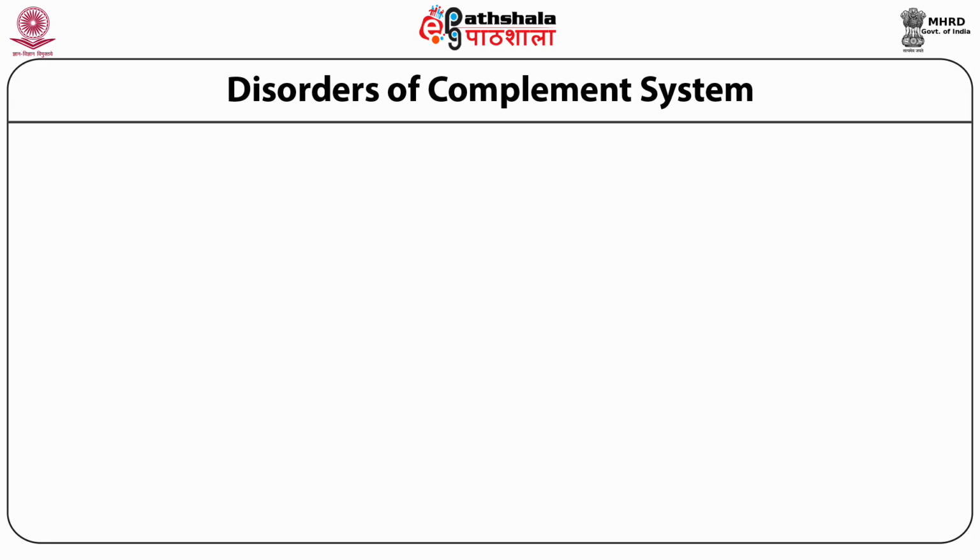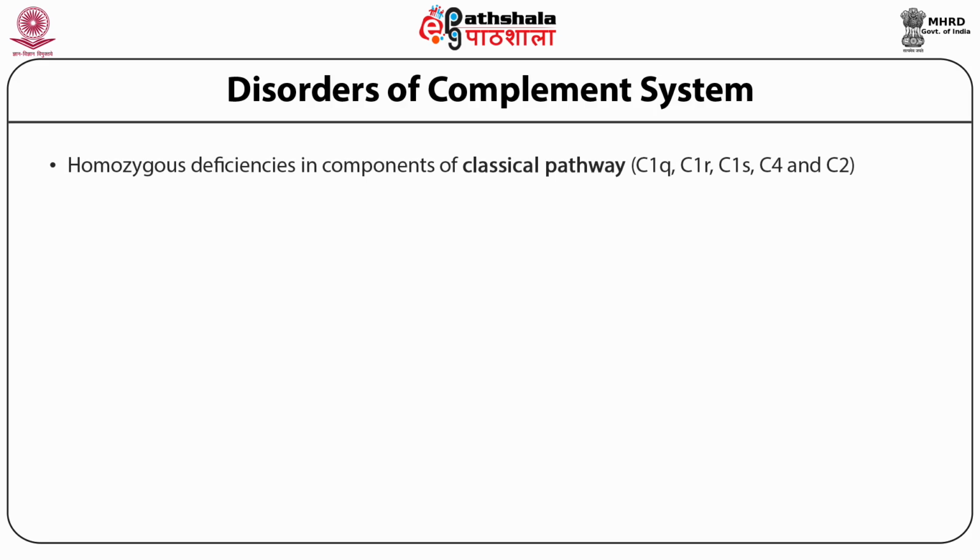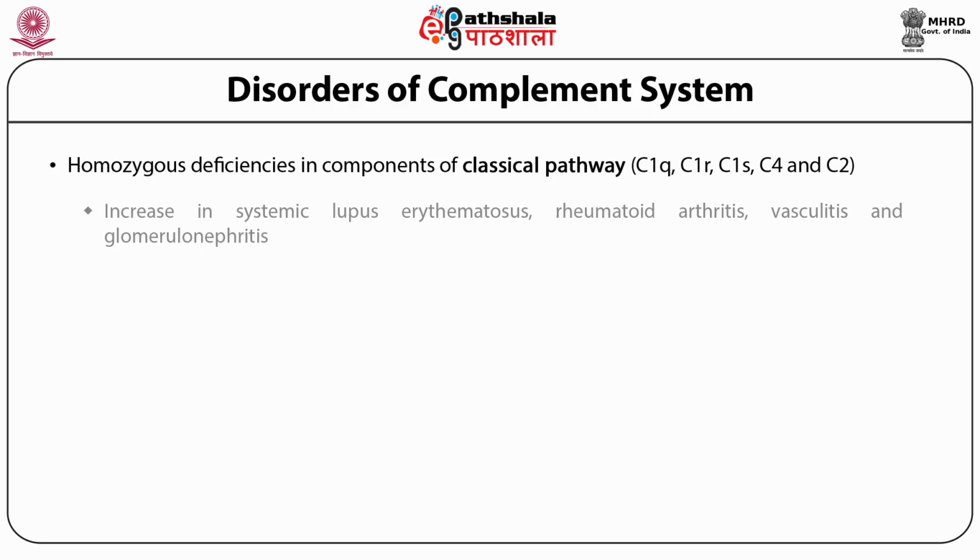Genetic deficiencies involving almost all complement components have been found in humans. Generally, these are inherited as autosomal recessive trait. It has been seen that homozygous deficiencies in components of classical pathway C1q, C1r, C1s, C4 and C2 have almost similar symptoms. An increase in systemic lupus erythematosus, rheumatoid arthritis, vasculitis and glomerulonephritis are commonly associated with the above conditions.